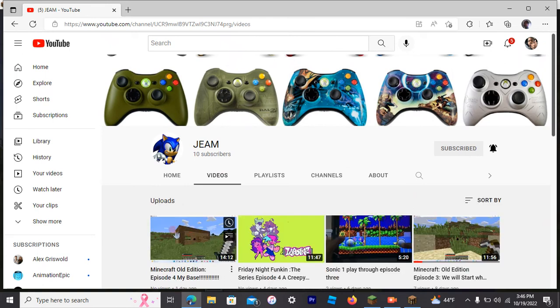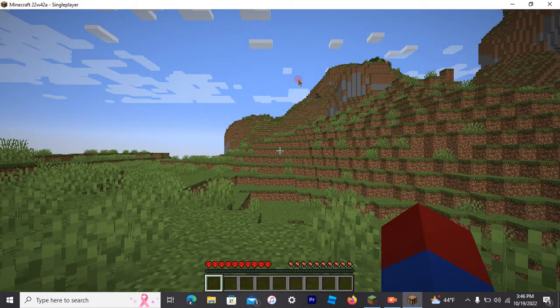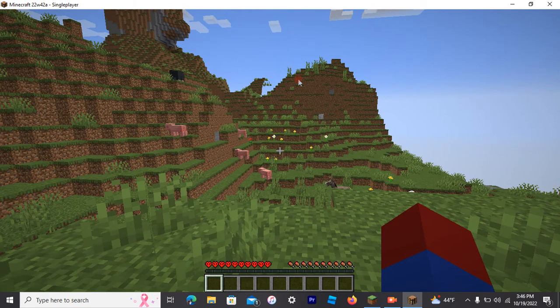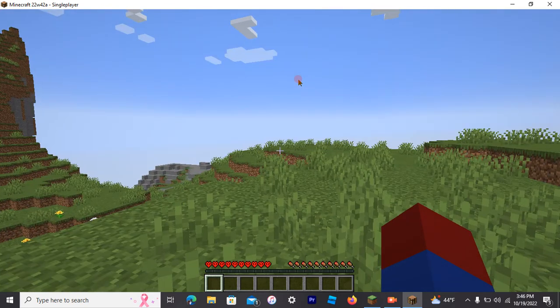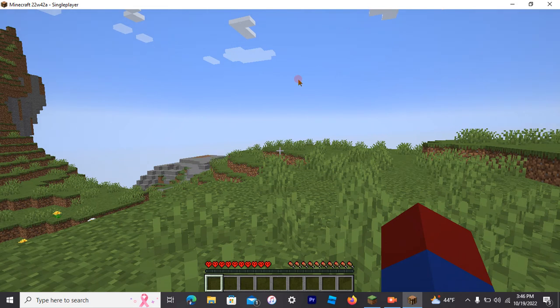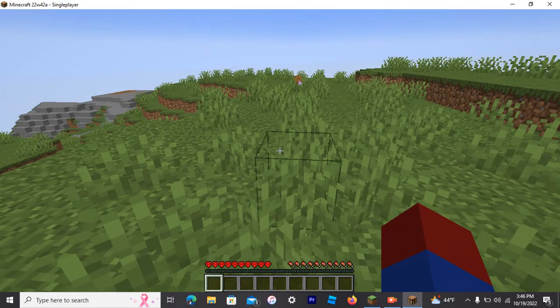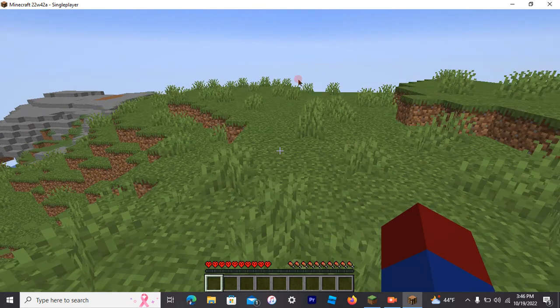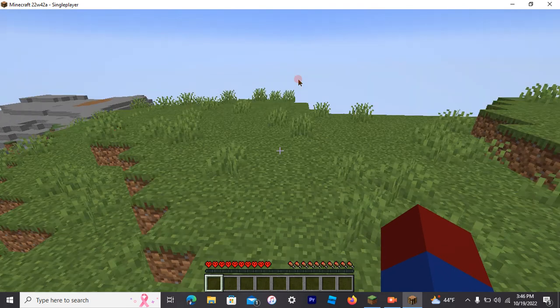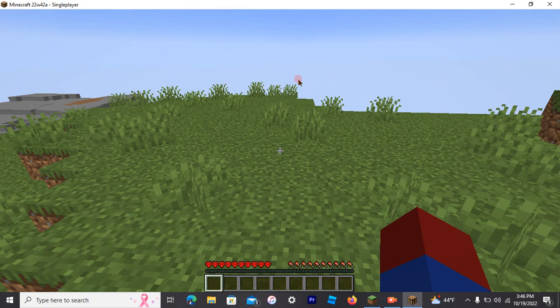And, yeah. Ooh! My very first snapshot world. And why is it so laggy on my computer? Okay, this is real laggy. Please stop lagging. Please stop.